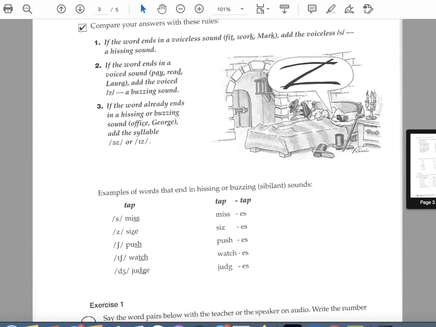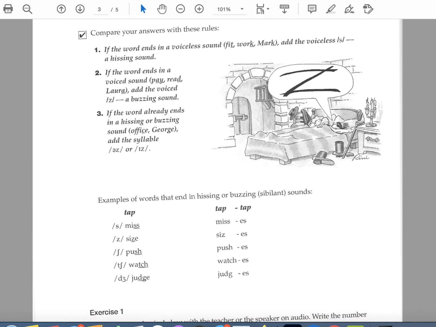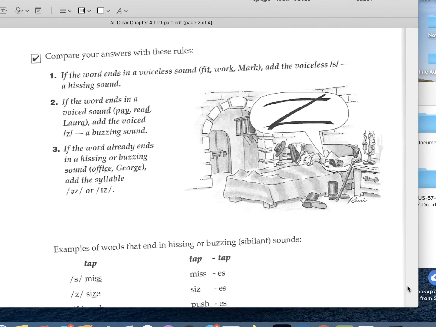Okay, here we go. So there's Zorro, and he's fast asleep in his bed with his sword here. And here are the 3 rules that are going to be important for you to remember. So you want to commit these rules to memory. And this is it. Let's have a look. So let's take a look at the file here.